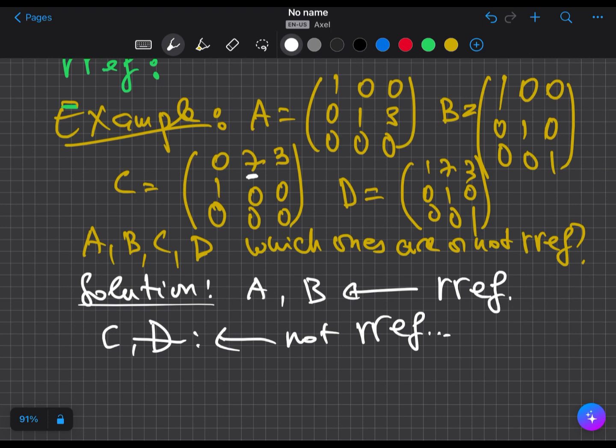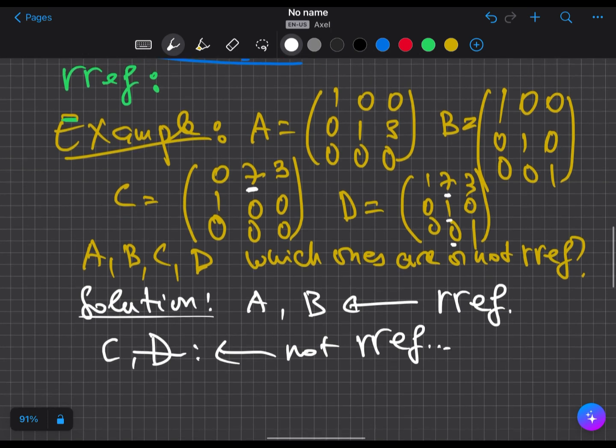Now, if you look at D, we notice that not all the entries below and above the leading one are 0. So this is a leading one here. You see that the entry below is 0, but above is not 0, right? So D is not in a reduced row echelon form.